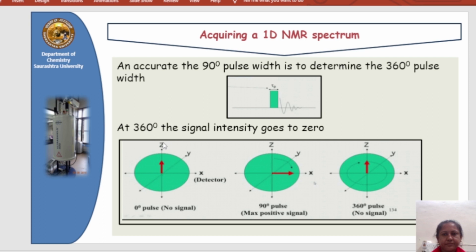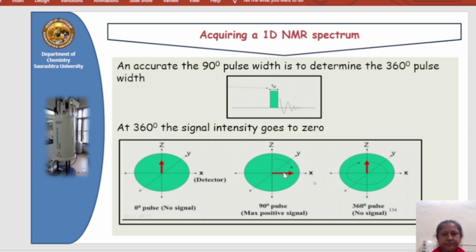Let us see here. You can see this red arrow is on the z-axis. This is nothing but the vector. Now we apply the pulse of 90 degrees from the y-axis. So it will come from the z-axis toward the x-axis. You can see here the arrow on the x-axis. So that is the 90 degree.